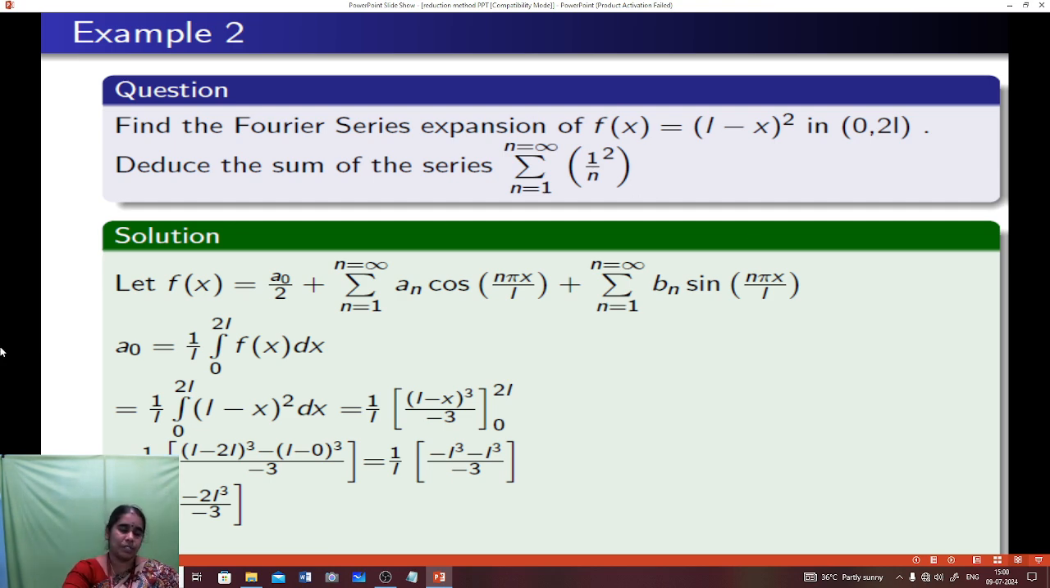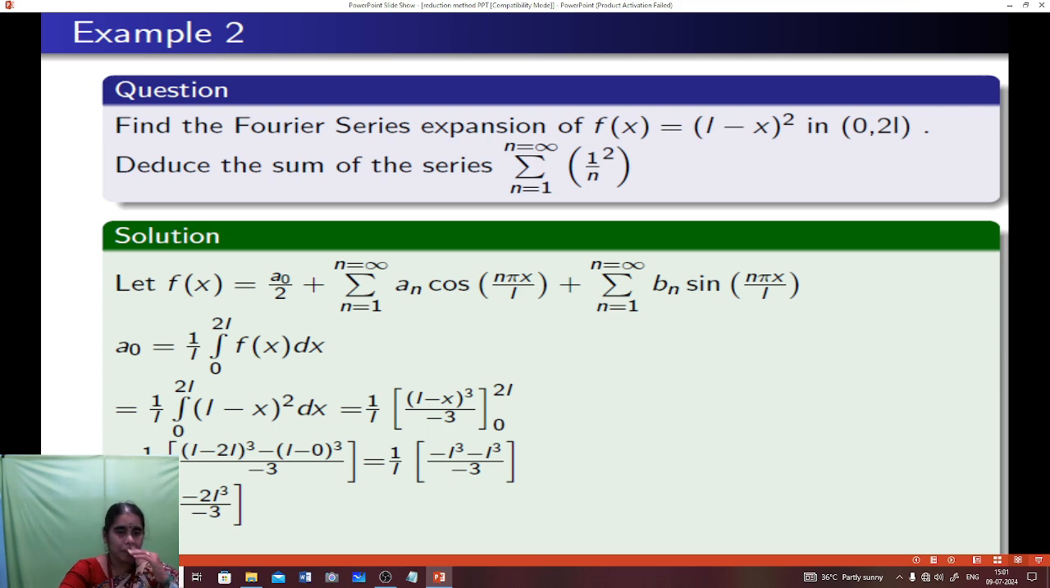Okay. First a naught. A naught is equal to 1 by L, integral 0 to 2L. Substitute our f of x, (L minus x) the whole square, into dx. Next, on integrating (L minus x) the whole square, we are using the same formula like in our 0 to 2 pi case. We know the formula, integral of x power n is nothing but x power n plus 1 by n plus 1. By using that formula, we are having (L minus x) the whole power 3 divided by minus 3. We have to substitute the limit 0 to 2L.